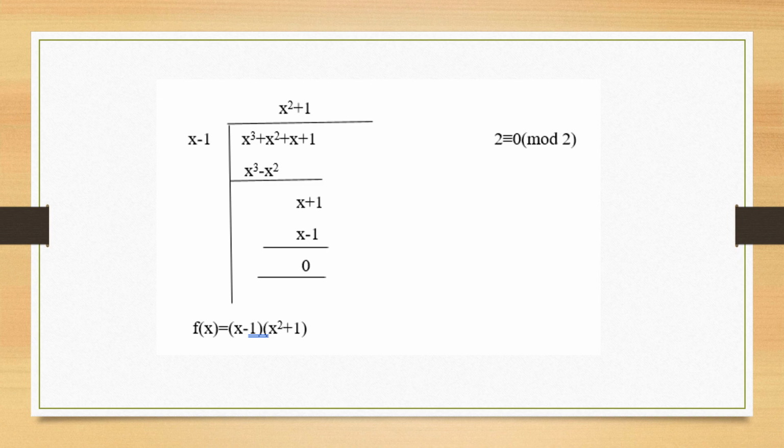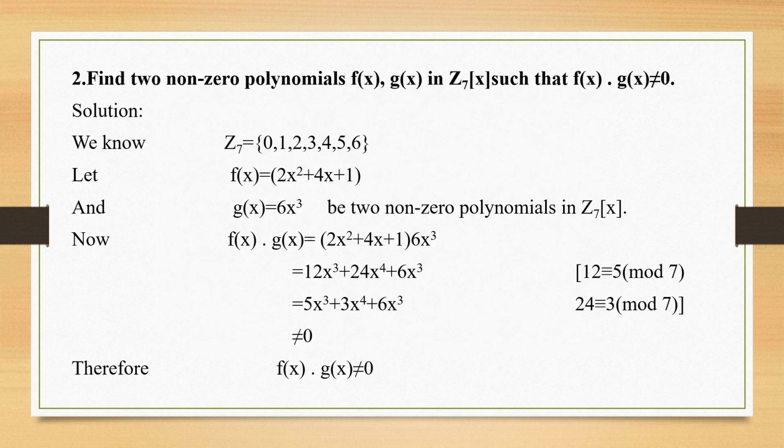So this is the answer for the given problem. So the second problem: find two non-zero polynomials f(x), g(x) in Z7[x] such that the product of these two polynomials is not equal to 0. So you have to find the two non-zero polynomials in Z7.